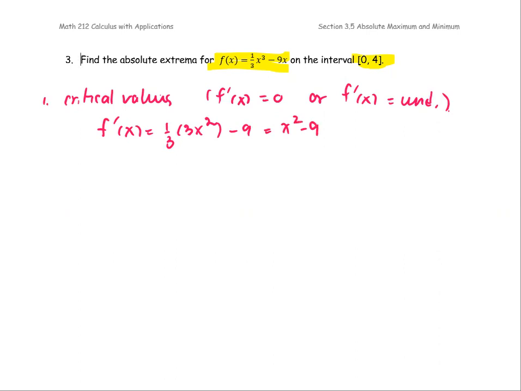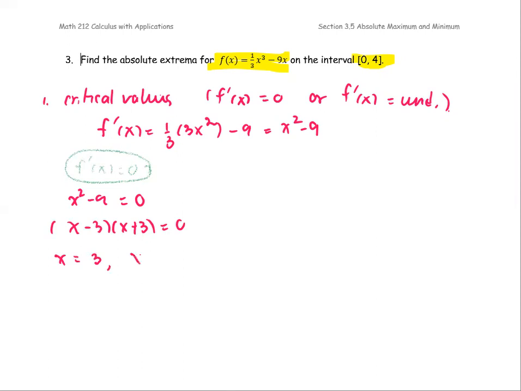For case 1, the case that f prime equals 0, or the slope of the tangent line is 0, a horizontal tangent. So f prime, which is x squared minus 9, equals 0. Solving for x, we can factor completely to get x plus 3 times x minus 3 equals 0, to get two critical numbers, x equals 3 and x equals negative 3.